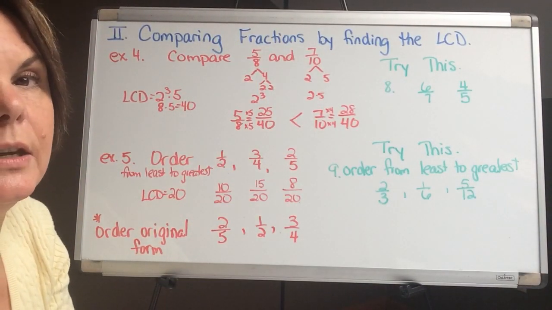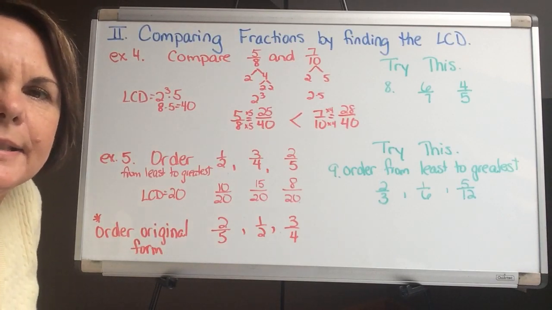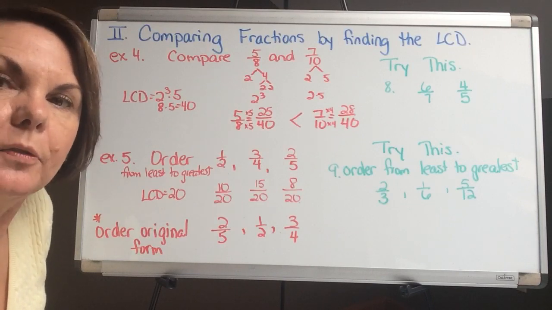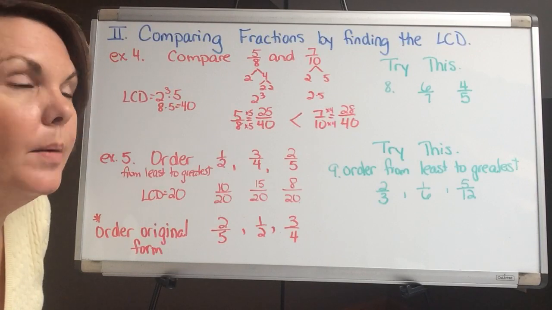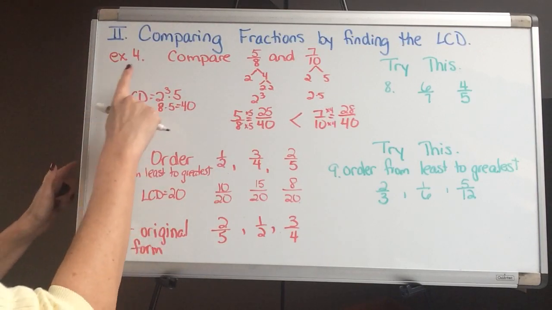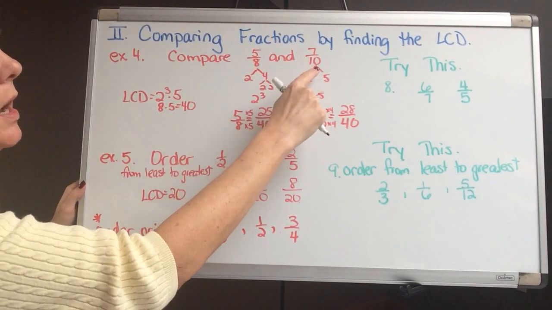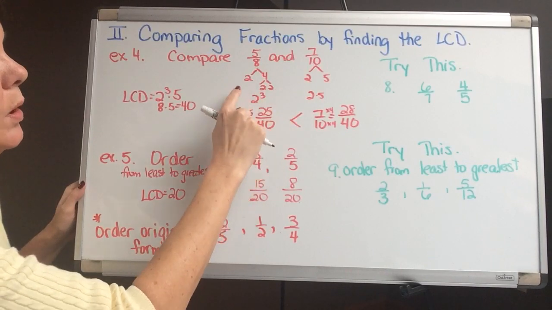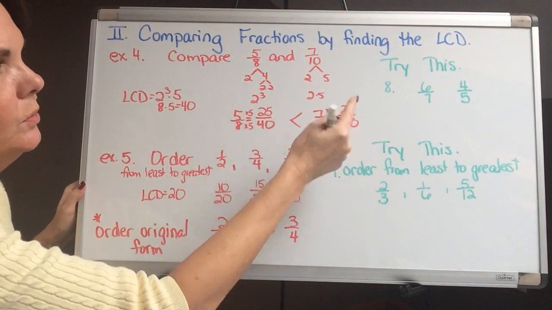Then the next thing I'd like you to be able to do is compare fractions by finding the LCD. LCD is just simply the least common multiple, but now because we're talking about fractions, it's of the denominators. That's the number that you need to get in common. So if you take a look at the example, compare 5/8 and 7/10. Well, I want to look at the denominators of 8 and 10. So 8 is 2 times 4, and 4 is 2 times 2, or this is 2 to the third power. 10 is 2 times 5.